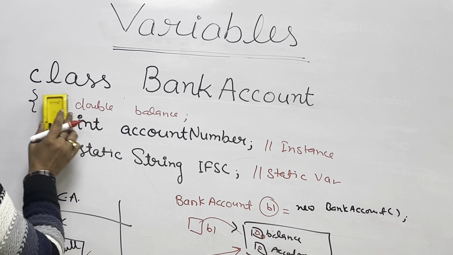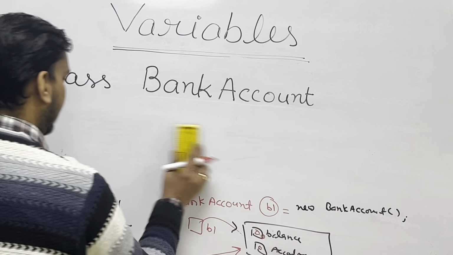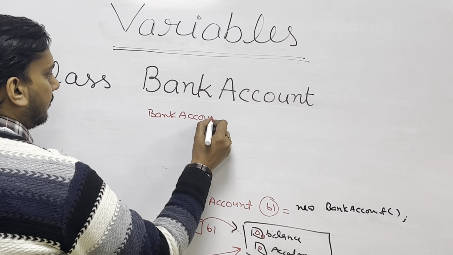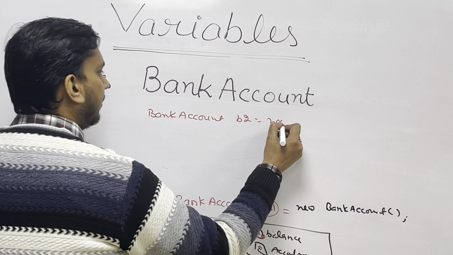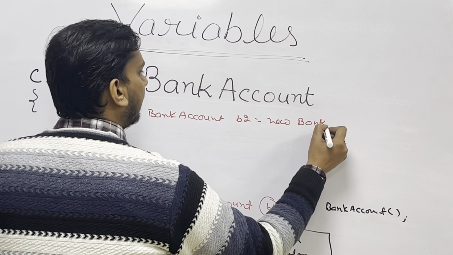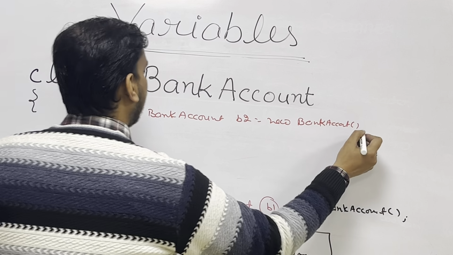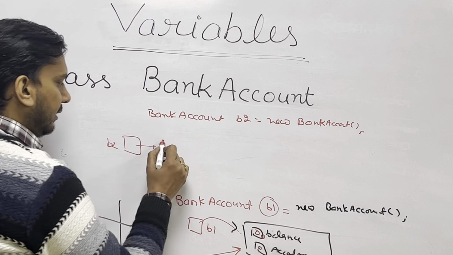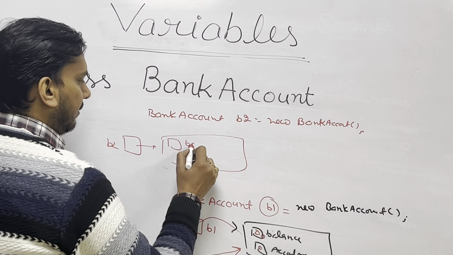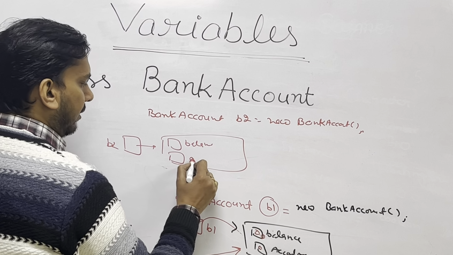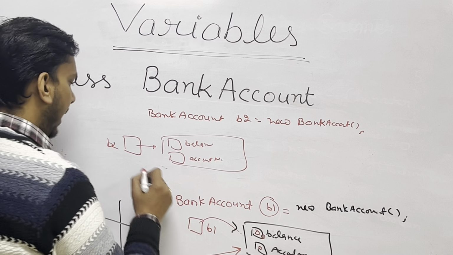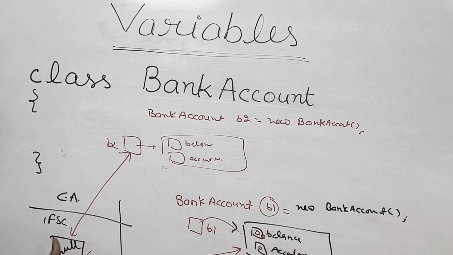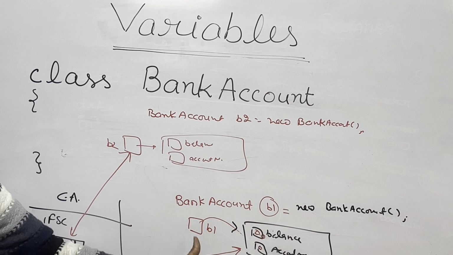I am writing bank account B2 is equal to new bank account, right. So one more bank account object will be created B2, and this is pointing to this memory which is having balance and account number, and this is also sharing the same class variable. So this is the difference between the instance variable and the class variable.